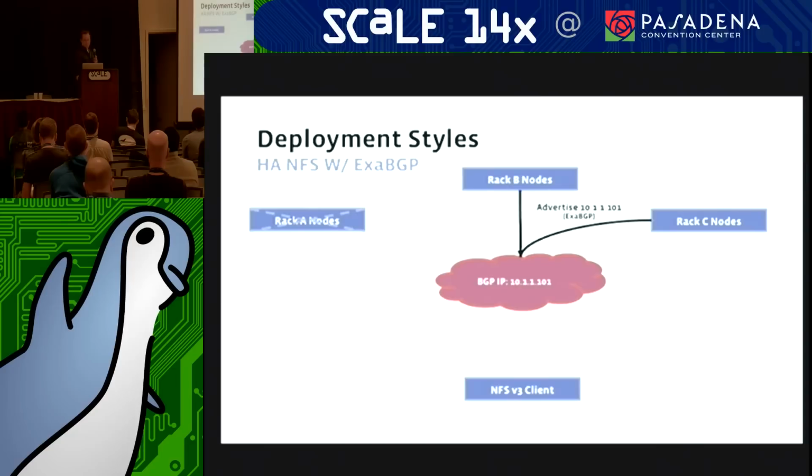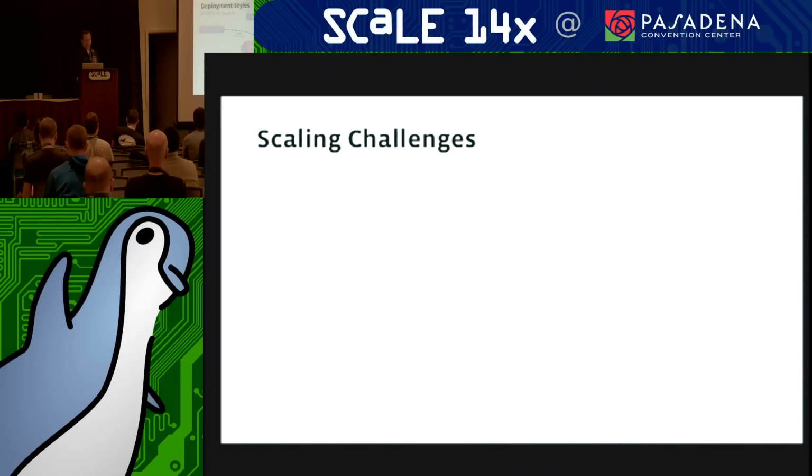And effectively how this works is, if a node dies, it'll stop advertising, and another rack of nodes will pick up that traffic and the I/O resumes. Okay, so that gives you an idea of the deployment styles and how we do things like HA NFS. I'll get into some of the scaling challenges that we've had.